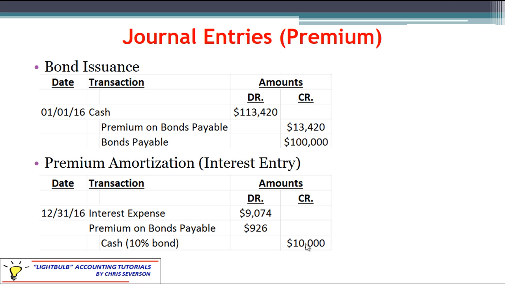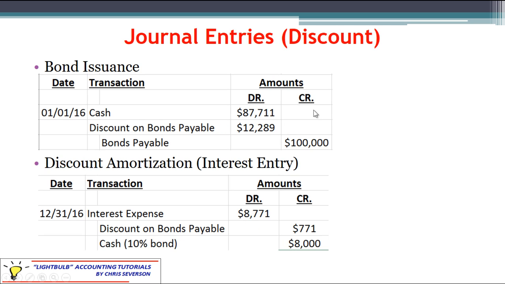Now notice the cash interest is just going to be 10% of the face value. This is a 10% bond in this example. So $100,000 times 10% equals $10,000. Now that's the only credit we have. We have two debits that can only equal $10,000. The premium has already eaten up $926 of it, so there's only $9,074 left for the interest expense. And we will see again how that is calculated.